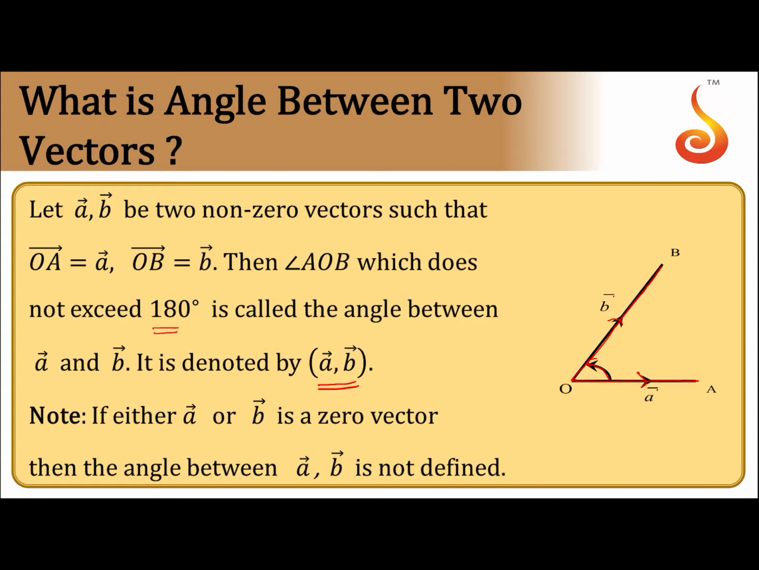That's it. Now the question is, what happens if either of these vectors is 0? Then the angle is not defined. That means the angle does not exist if one of the vectors is a zero vector. But observe the direction. The angle between the two vectors A comma B is defined when both vectors are directed away from their point of intersection. What happens when you take them in the reverse order?